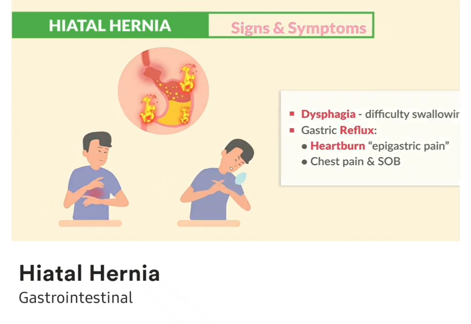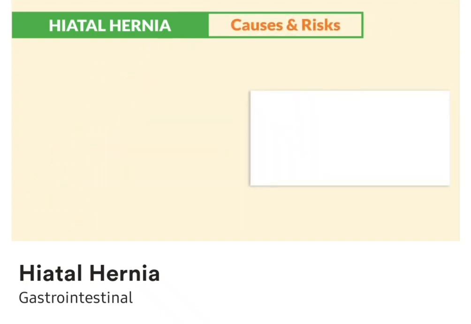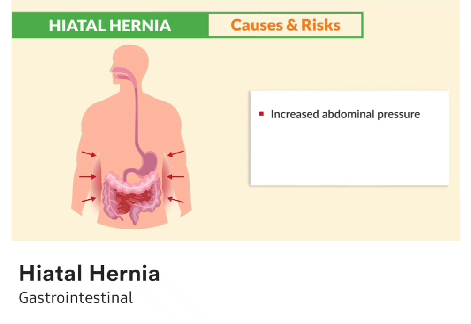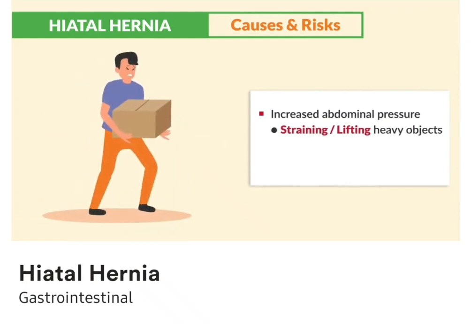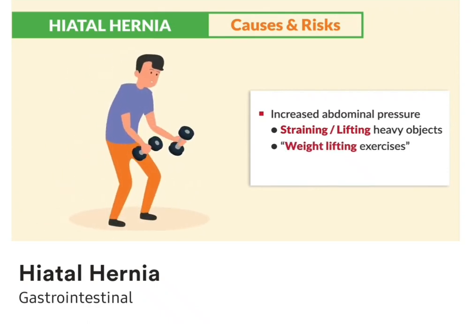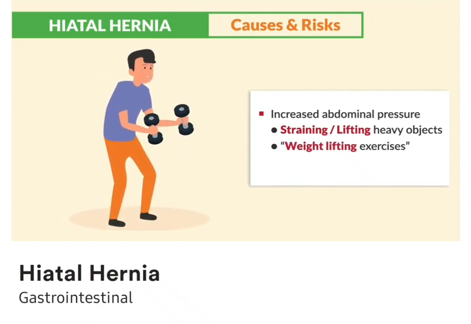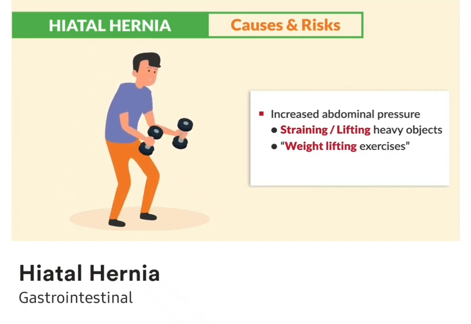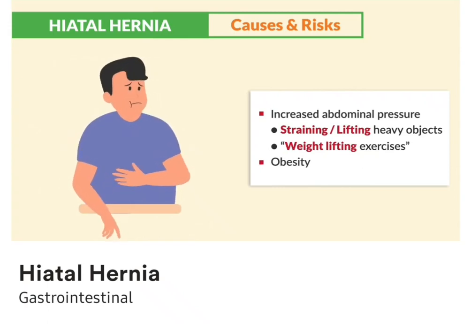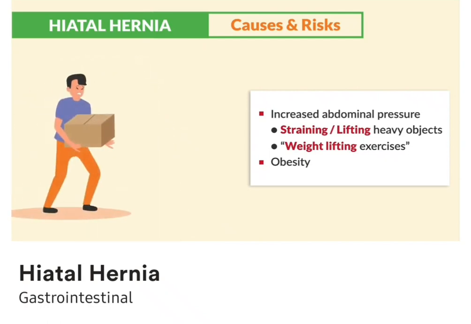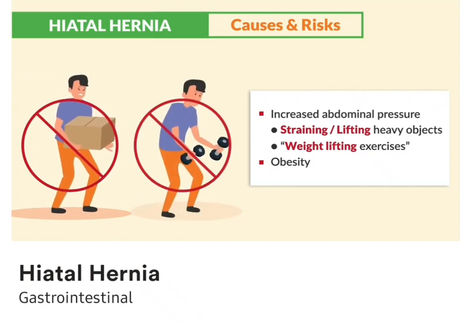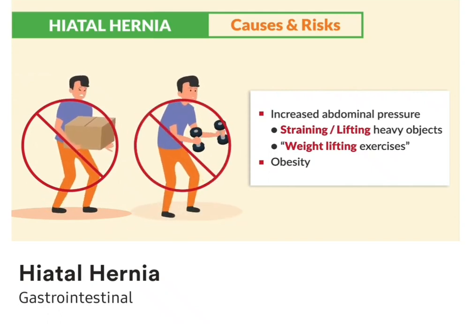Now, in terms of causes and risk factors, just think anything that can increase abdominal pressure, like straining, lifting heavy objects, or even weightlifting exercises, can cause this increased pressure inside that abdominal cavity, pushing the esophagus up into the diaphragm area. As well as obesity, having a large abdomen adds large pressure. So with clients trying to lose weight with a hiatal hernia, always avoid lifting weights or weightlifting exercises. So no heavy lifting. Do something like cardio, like walking or maybe even swimming.